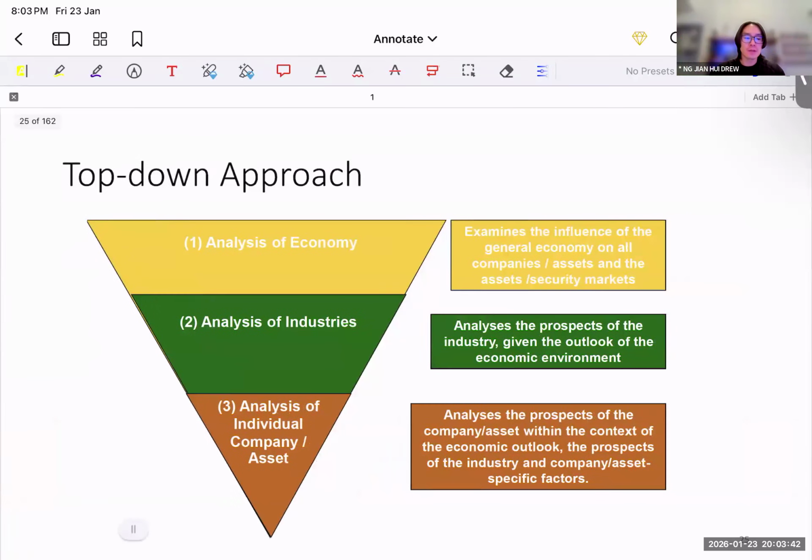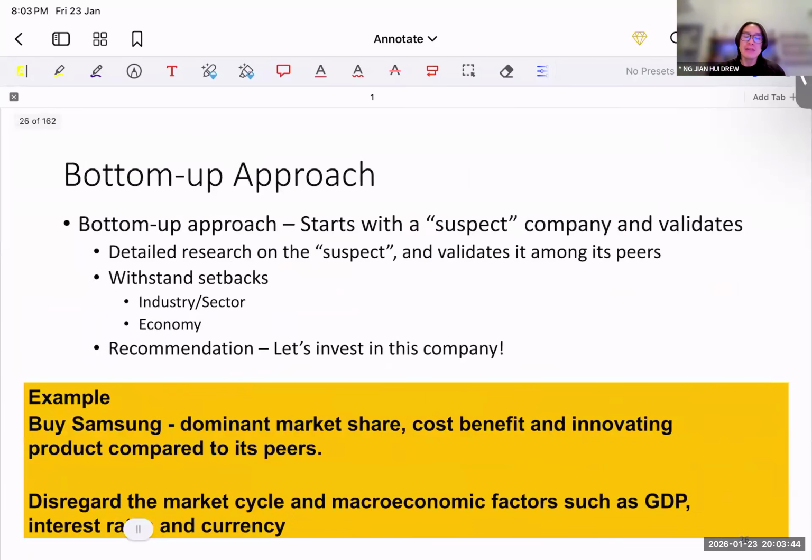Now, there is this other approach called the bottom up, where we start off with a company in mind already, right? So in this case, we already determined, okay, we want to invest in this company, and this is your suspect company. And from there, if we just look at industry and economy, it doesn't really benefit our analysis so much because we have selected a company, right?